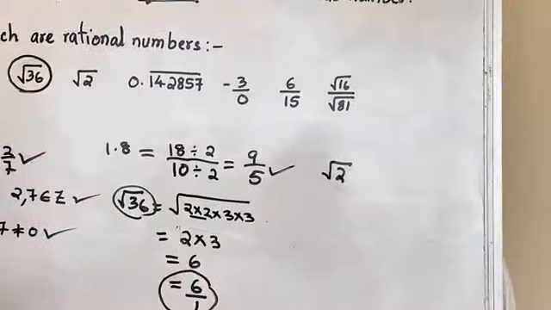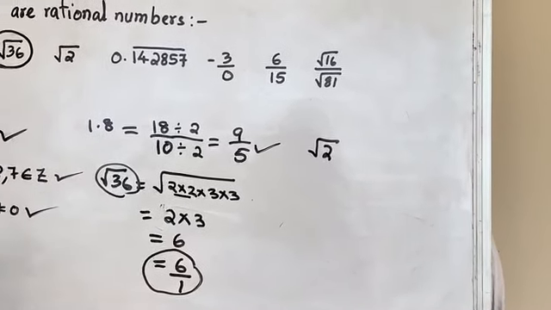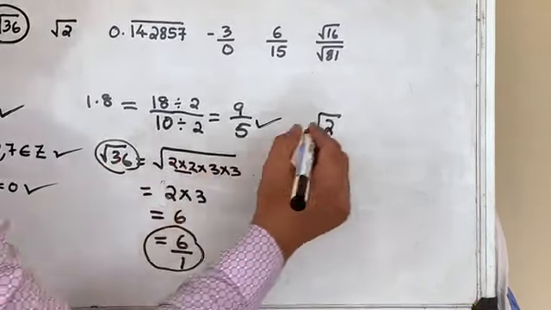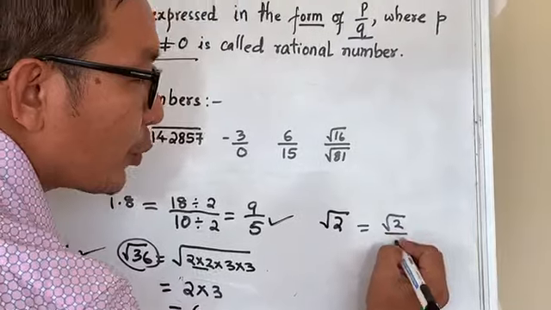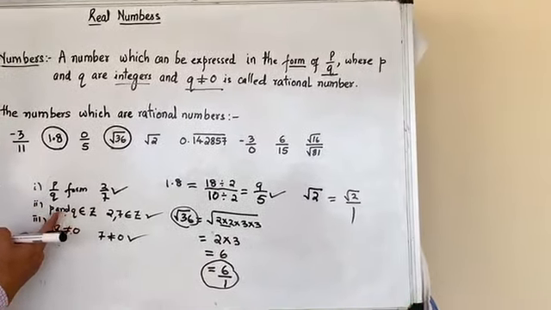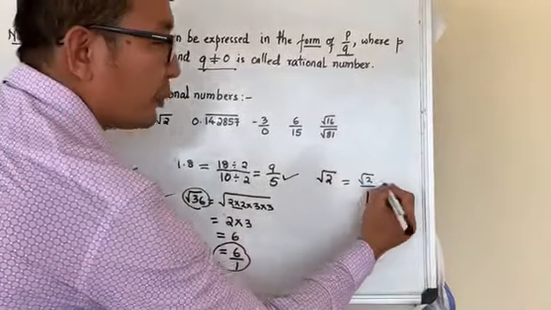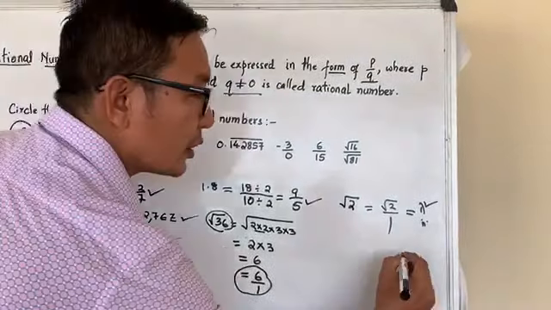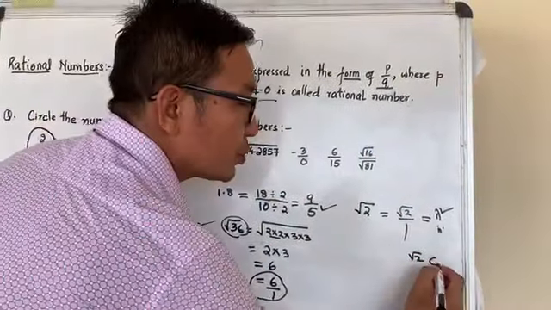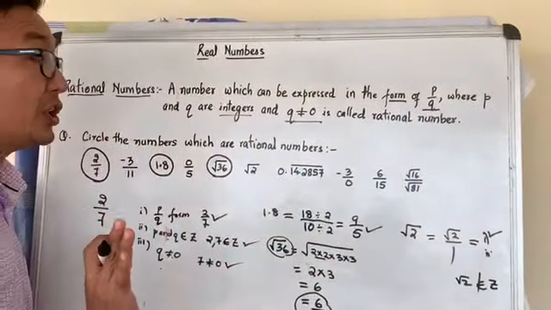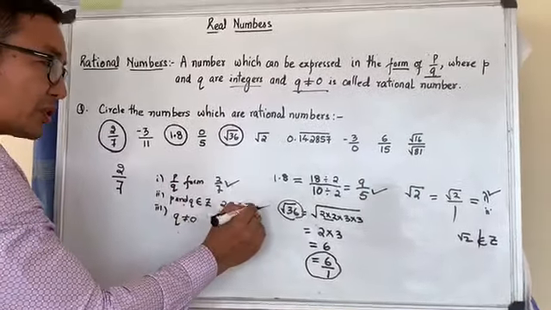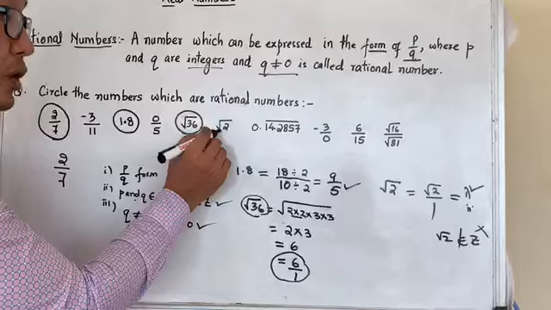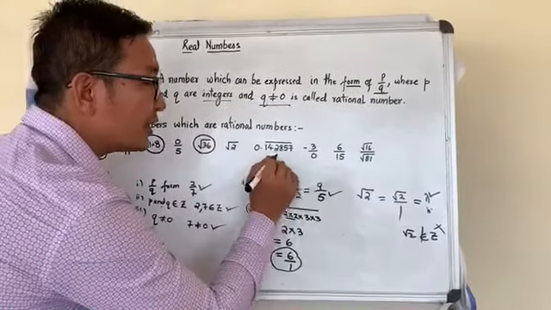Then next, the square root of 2. We cannot find the exact number for root 2, since 2 is not a perfect square. Root 2 can be written as root 2 upon 1. It has to be of the form p by q, where p and q are integers. Root 2 is not an integer, it does not belong to integers. So therefore this is not a rational number.